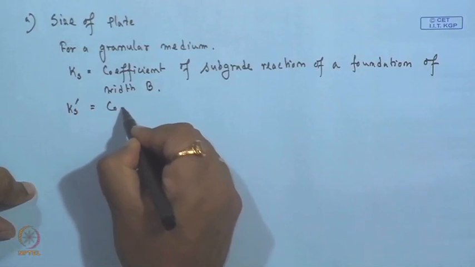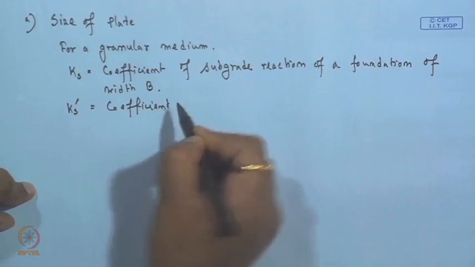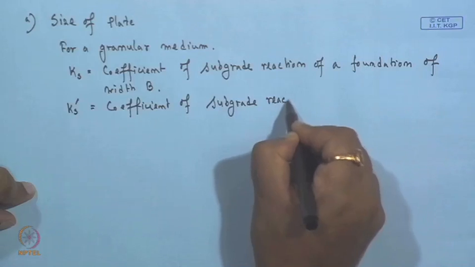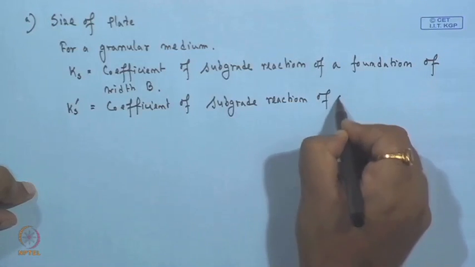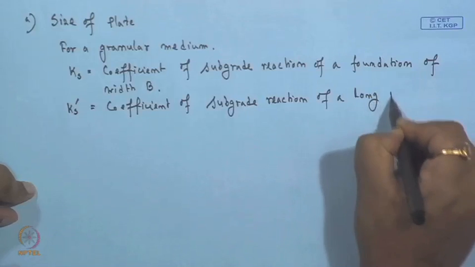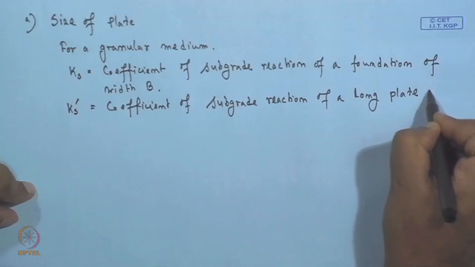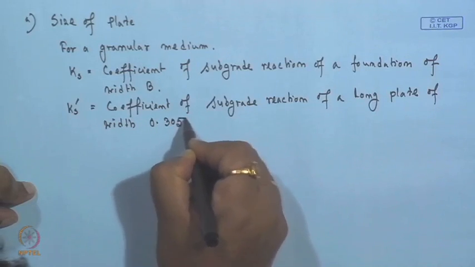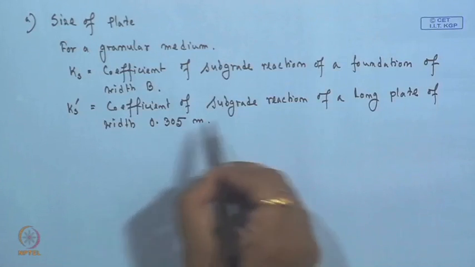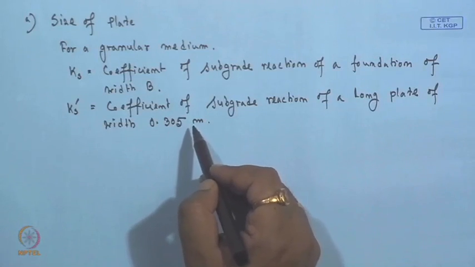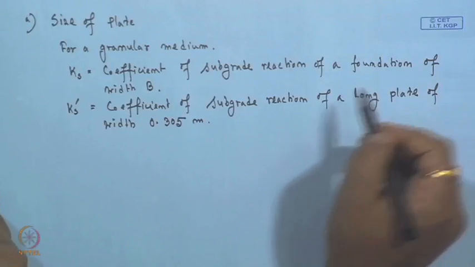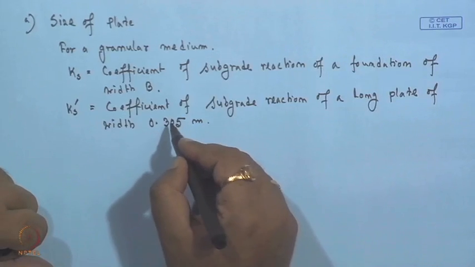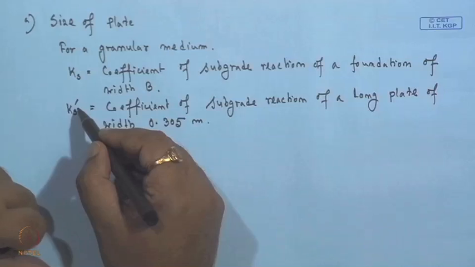And K S dash is the coefficient of subgrade reaction of a long plate of width 0.305 meter. So, here the plate size is taken as 0.305 meter, and in the test we will get the value of the coefficient of subgrade reaction if we use a plate width of 0.305 meter, that is K S dash.